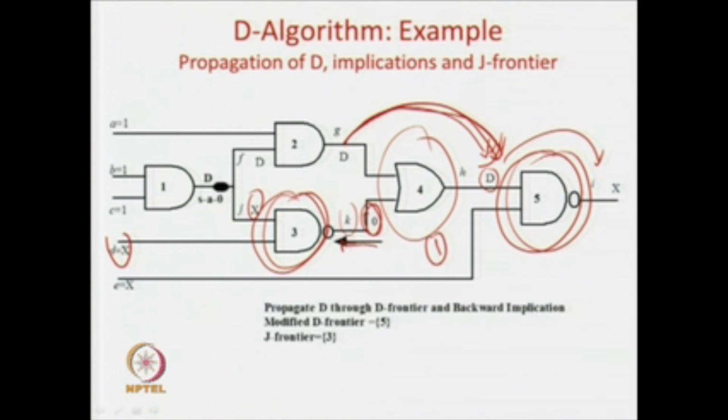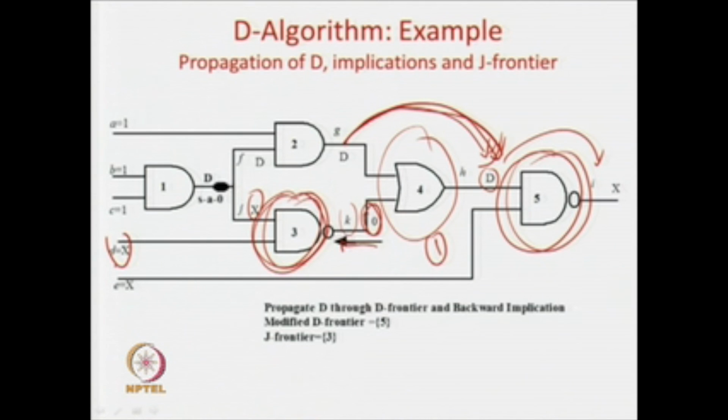One, gate number 4 you can call a part of the J frontier kind of stuff, because its output value is known, but one of the inputs is not known. So, that has to be done by backward implication. Now, once you solve this problem, that is, you put a value of 0, next another gate arises: the output of gate number 3 is known to be 0, but its inputs are x and x, for which you have to know the value. How do you know the value of this one, correct?